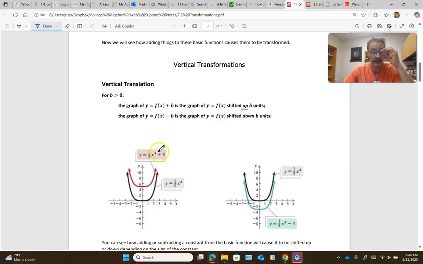I've also got a graphic right here. If f of x is this function right here, 1/5 x to the 4th, and this is its shape, or this is its orientation here, it's kind of like a parabola. Hold on just a minute, guys.